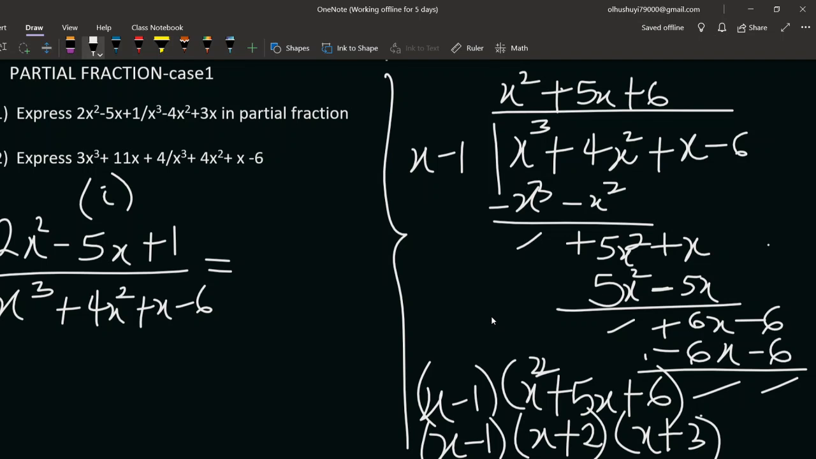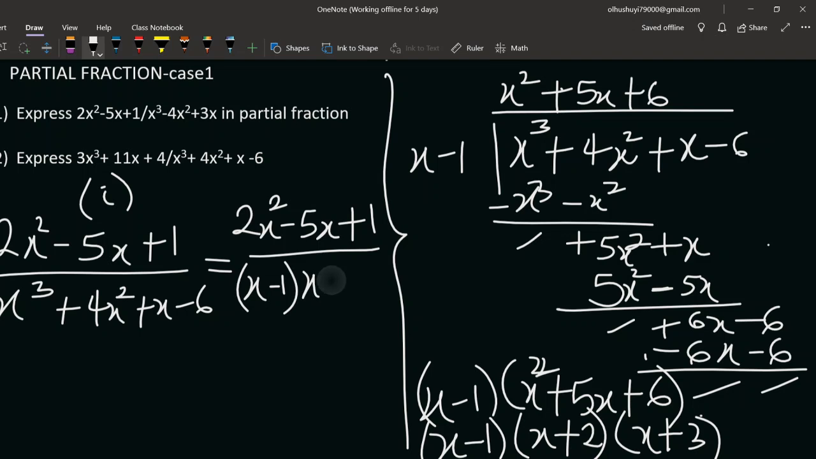So we are going to go this way. So I put that here. Let me bring it back to this place. So I have (2x squared minus 5x plus 1) everything upon (x minus 1)(x plus 2)(x plus 3).